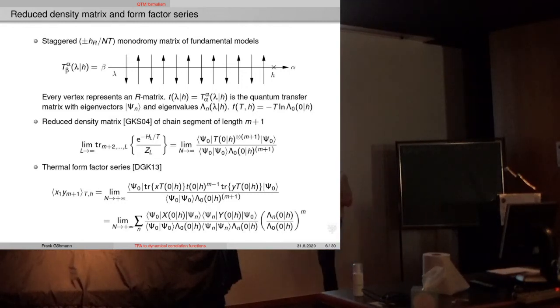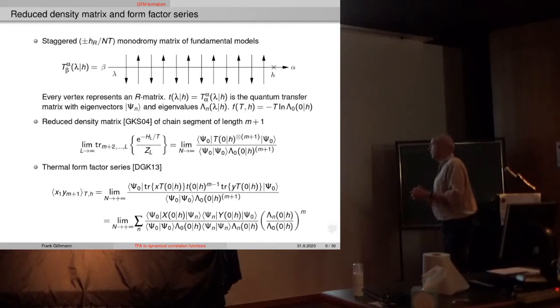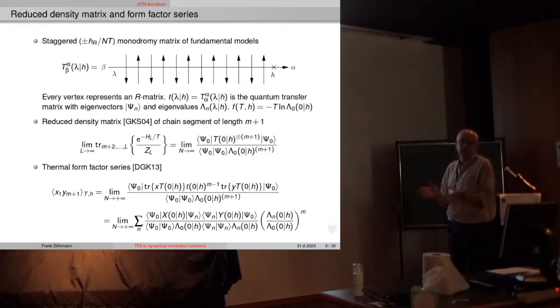For large distances, what you can do is insert a 1 here, so you can expand in the basis of eigenfunctions of the quantum transfer matrix. I call these eigenfunctions psi n, so you expand in the basis of psi n. Those are left eigenvectors of the quantum transfer matrix, so you get the eigenvalue to the power m minus 1. So this is what I call the summary form factor series. It's something very simple, but it's hard to analyze. The hard thing here is to do these limits, n to infinity, and so on.